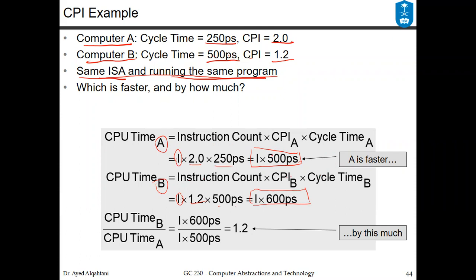Now, we know from here that A is faster. So answering which is faster, it is A. By how much? You get the ratio, but be careful. You get the CPU time of B, which is the one with more time, divided by the CPU time of A, which is the one with less time, and we get 1.2. And this means that A is 1.2 times faster than computer B.